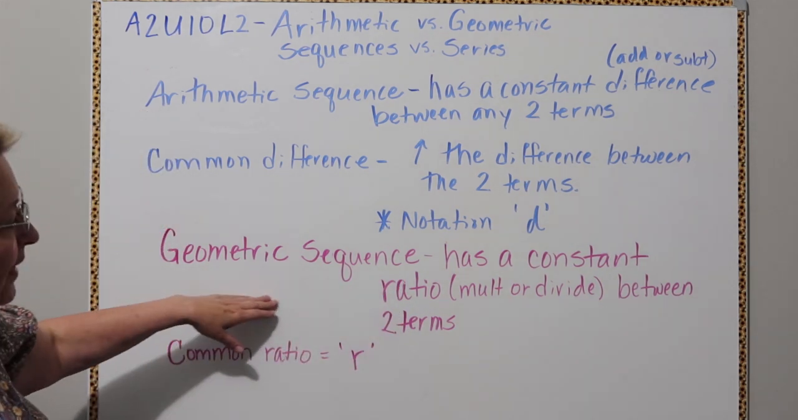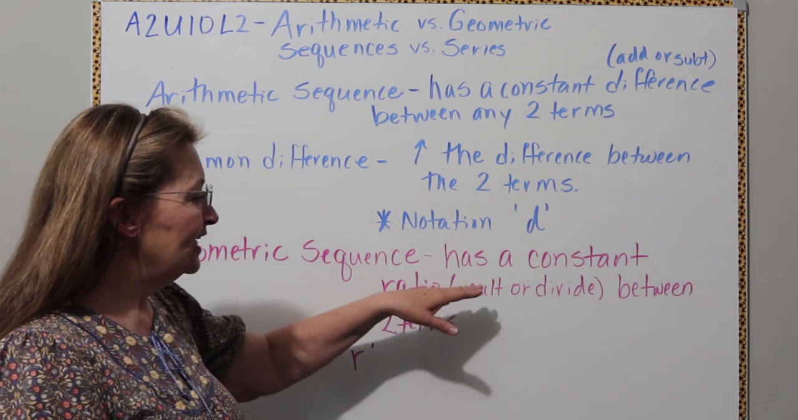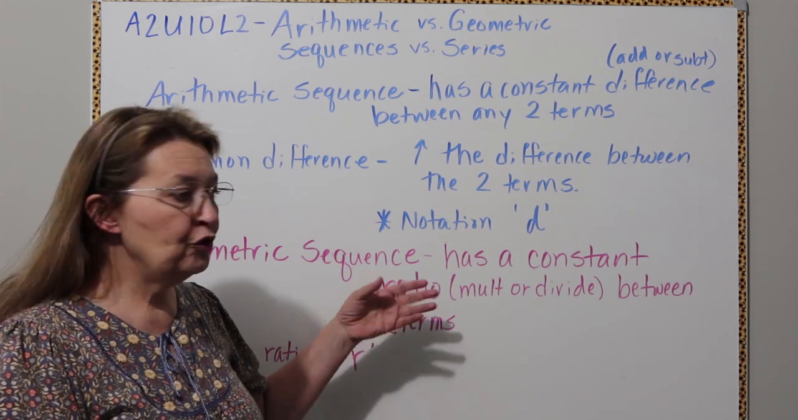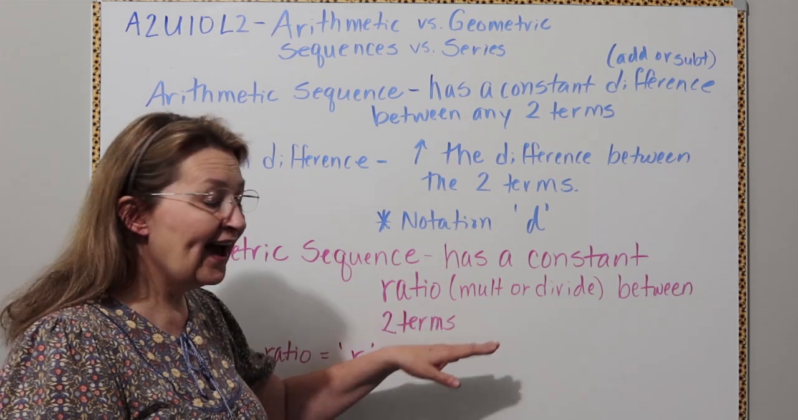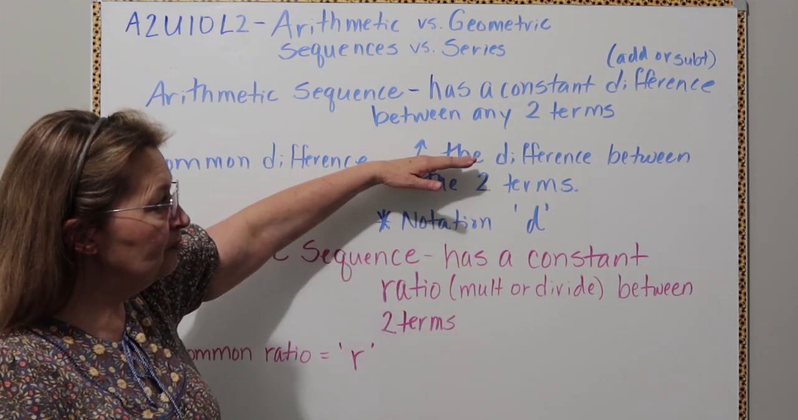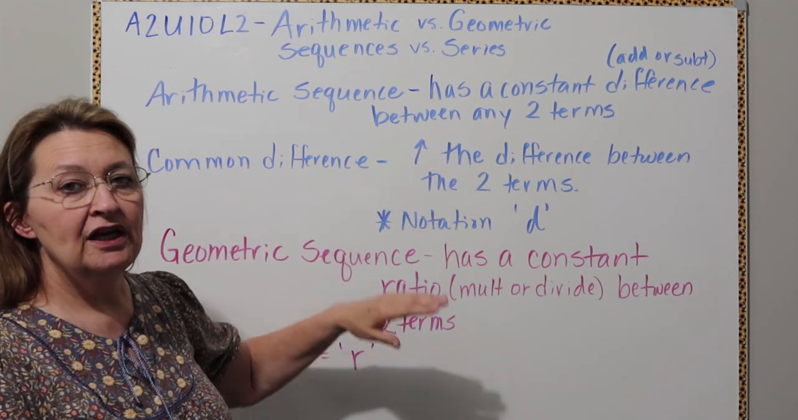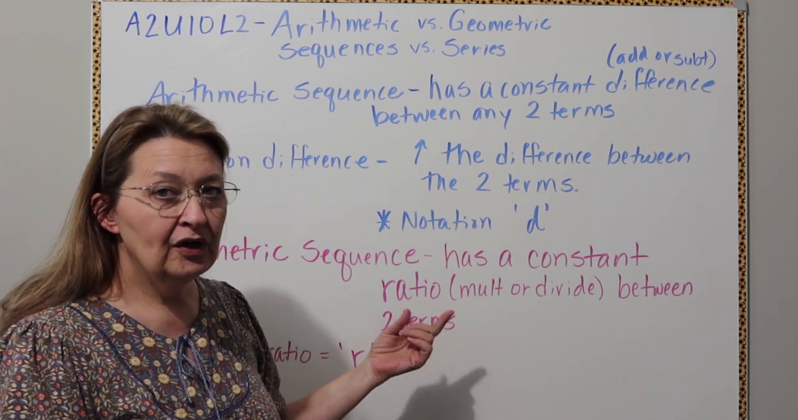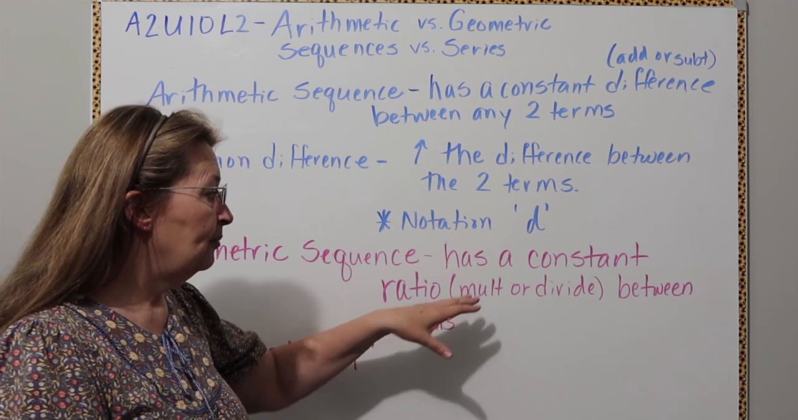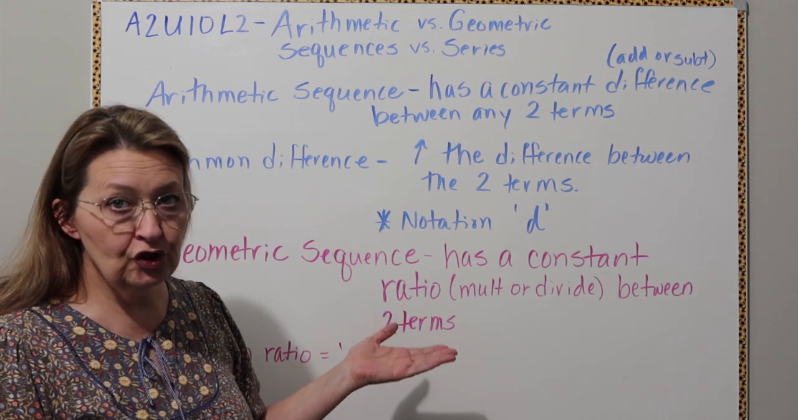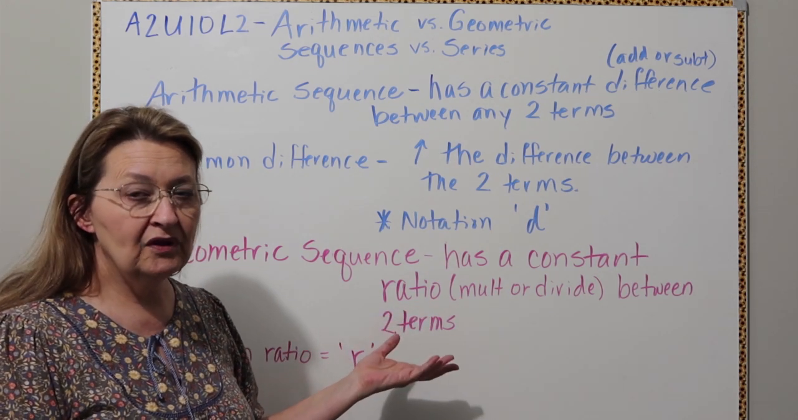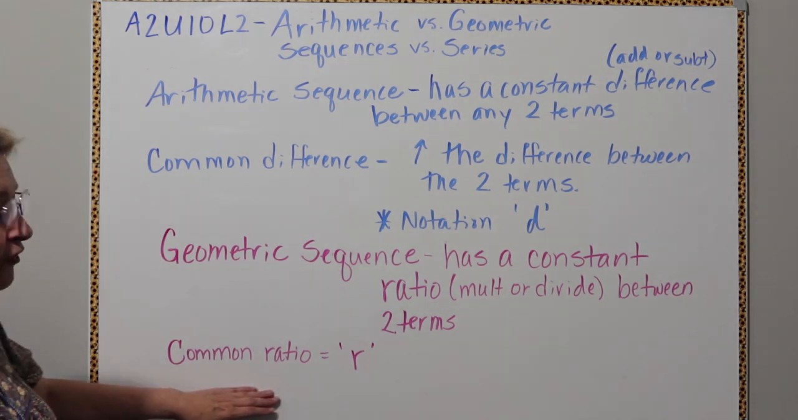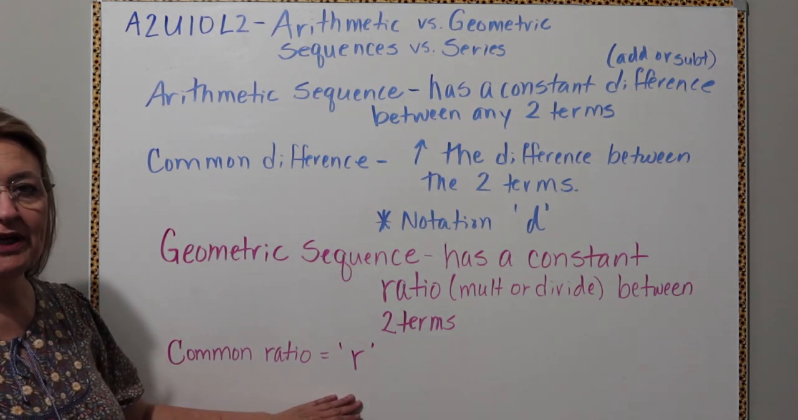Alright? A geometric sequence has a constant ratio. Now we get the ratio by multiplying or dividing the two terms. Arithmetic, we're going to add or subtract. Geometric, we're going to multiply or divide. Now this ratio could be a whole number. For example, your ratio could be 2 over 1. It doesn't have to just be a fraction. The symbol for the common ratio is going to be an R.